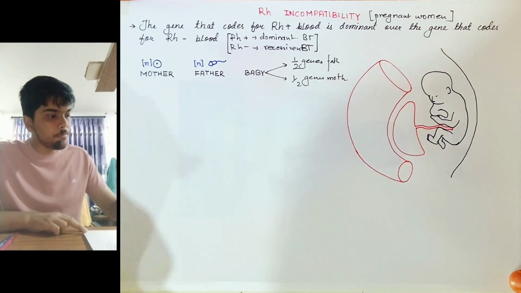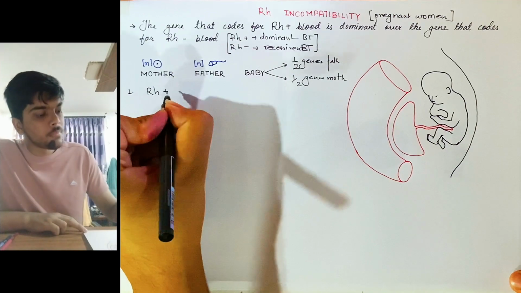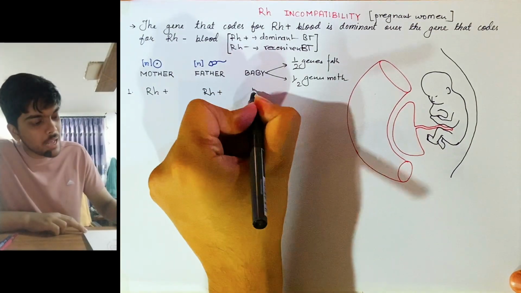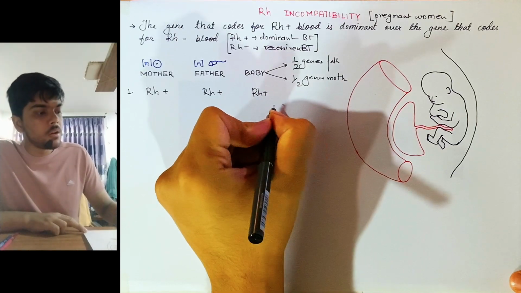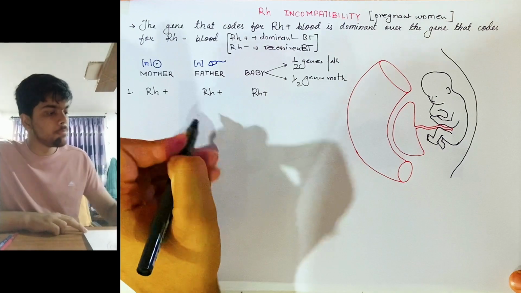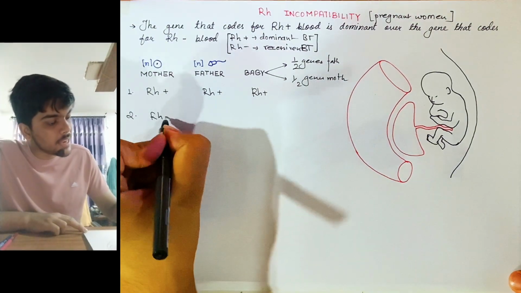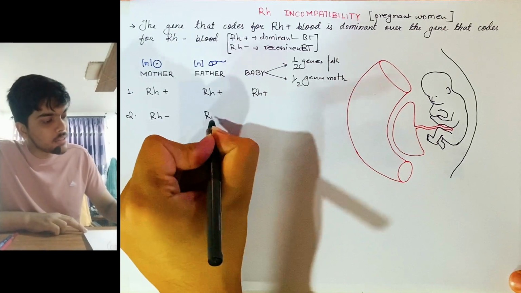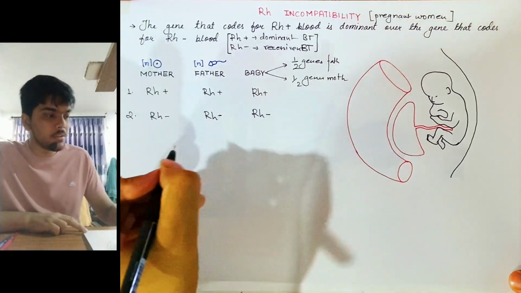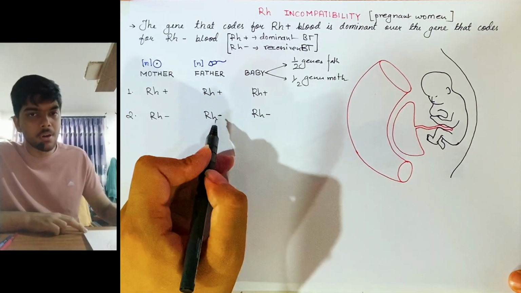So, condition 1: if the mother is RH positive and the father is RH positive, the baby comes out to be RH positive as well, because both mother and father have the dominant blood type. Condition 2: if the mother is RH negative and the father as well is RH negative, the baby comes out to be RH negative, because both mother and father have the recessive blood type.